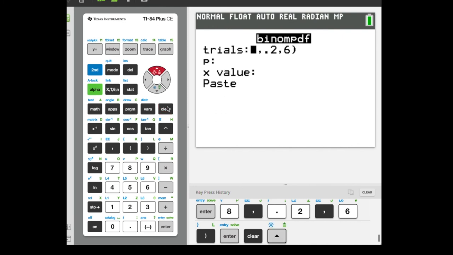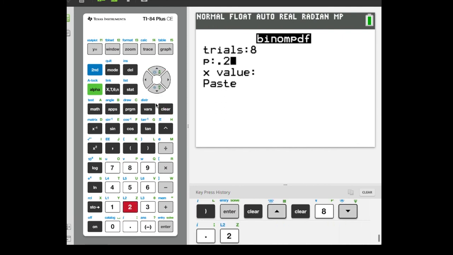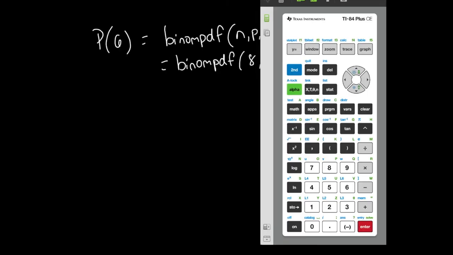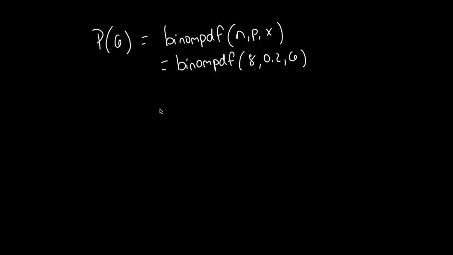Oh, I forgot that I have an 84. 8, 0.2, and then 6. Paste. What is that? It's very, very small. 0.001, approximately. 0.001, which is 0.1%. Can you show that on the calculator again? I didn't see it on my screen. I just saw this page. I didn't see the calculator. Okay, give me 1 second.